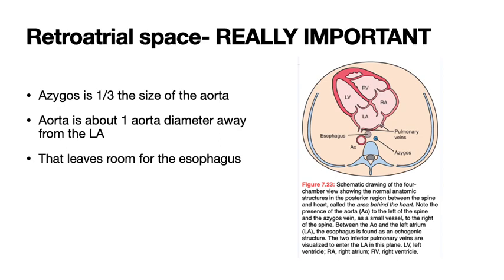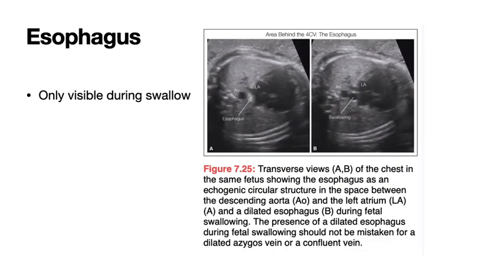Now, normally the azygos is not handling a bunch of blood, so it's very hard to see and really doesn't show up very well. But the retroatrial space is that space that leaves room for the esophagus. Now, the esophagus, a lot of times we can't see, but sometimes we can, and it kind of jumps out at us. And the esophagus is only visible during swallowing.